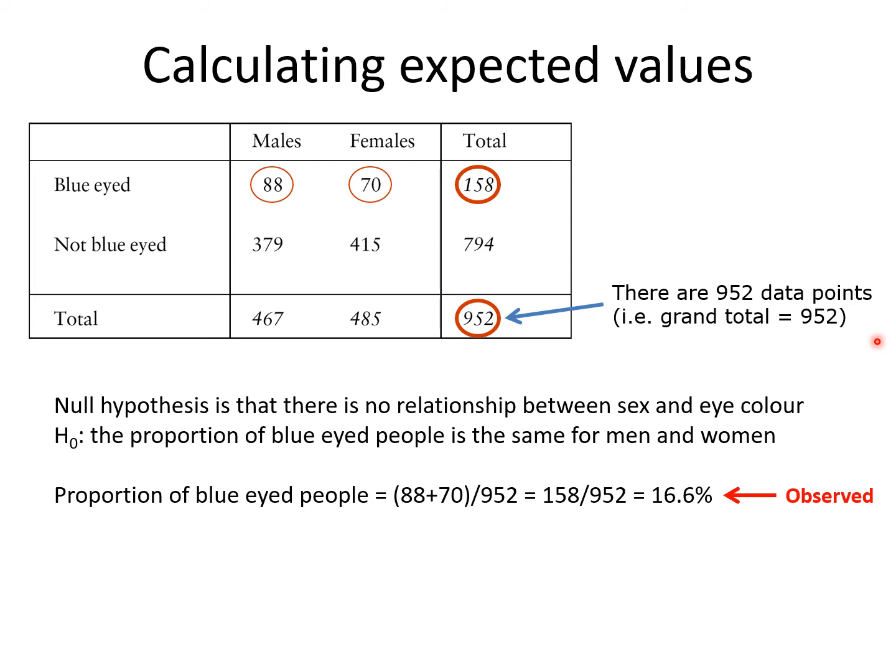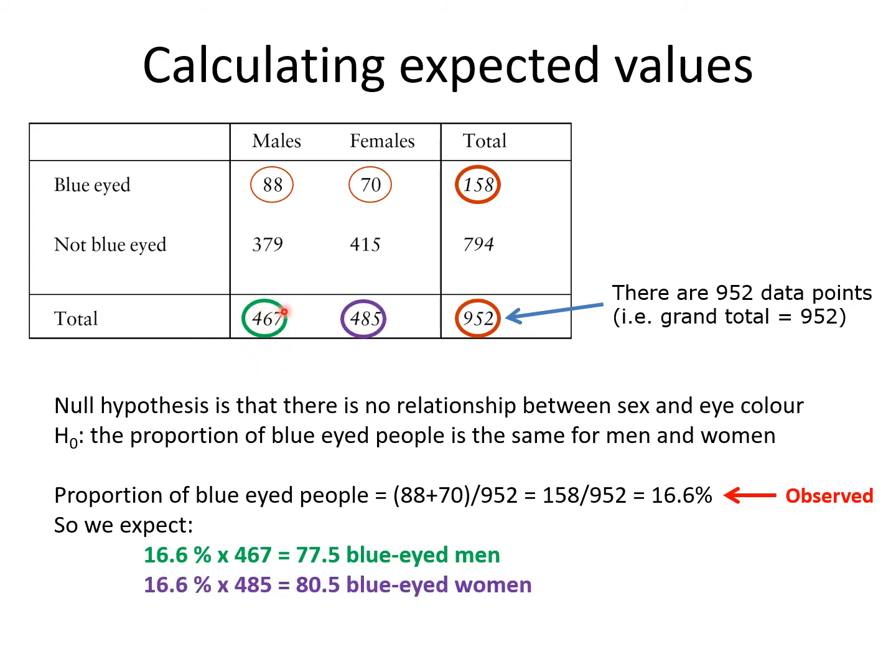Now, if there's no relationship between sex and eye color, that means we'd expect 16% of all of the men, that number there, 16% of that number, to be blue-eyed men, and 16% of that number to be blue-eyed women. That then allows us to put our expected observations, our expected values, underneath our observed. Okay.